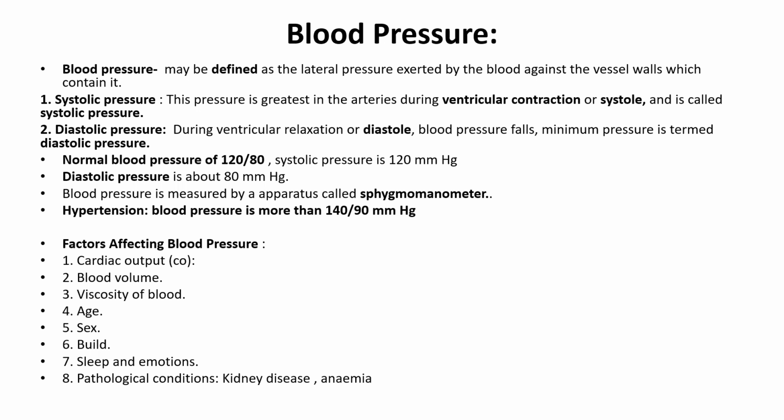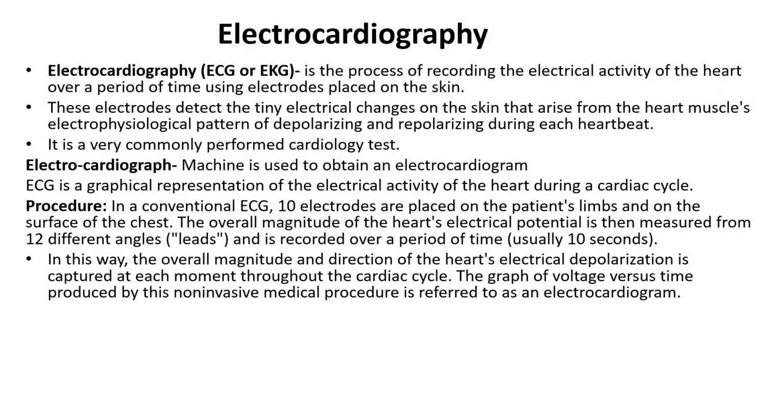There are a few factors which affect blood pressure: cardiac output, blood volume, viscosity of blood, age, sex, build, and sleep and emotion. In pathological conditions, it is kidney disease, anemia, or a high level of cholesterol and triglycerides in the blood, that is obesity. Let's study the electrocardiography, that is ECG.